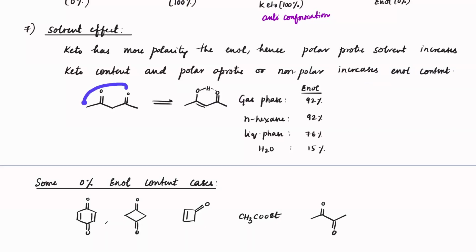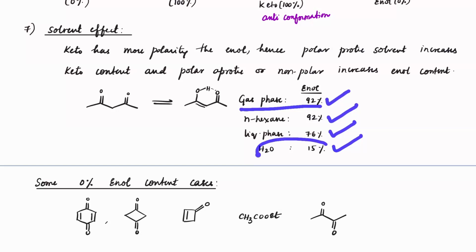This is the best example. If you notice this diketone, in the gaseous phase, the enol percentage is 92. In the non-polar solvent also it is 92. In its pure liquid form, it is 76. The minute you put it in water, it becomes 15 percent.